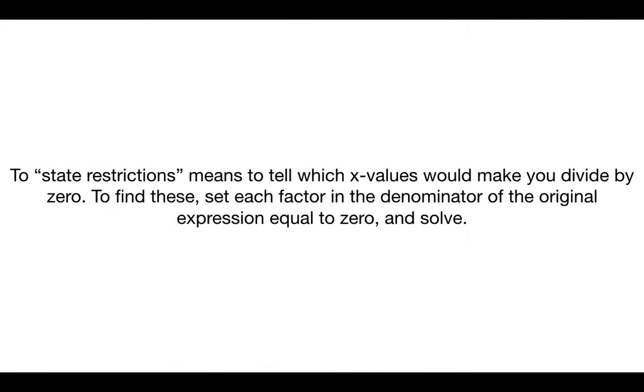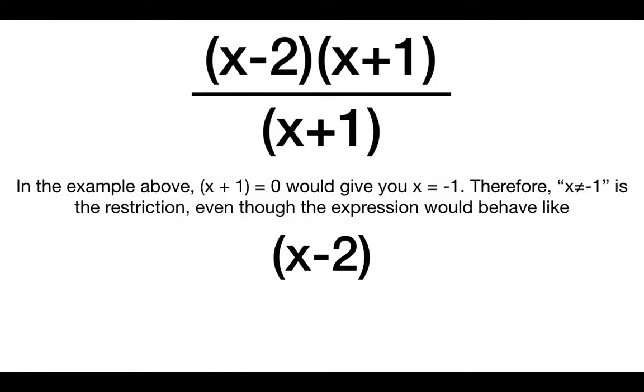To state restrictions means that we tell which x values would make you divide by 0. Because remember, we cannot divide by 0, so those are restrictions on our possible answers. To find these, we set each factor in the denominator of the original expression equal to 0 and solve. So if we go with this example up here on top, even though, as we just pointed out, the x plus 1 would cancel out, in the original expression there was still an x plus 1 in the bottom. x plus 1 equals 0 would give you x equals negative 1. Therefore, x can't be negative 1 is the restriction, even though the simplified expression would just behave like a linear factor where negative 1 would work just fine.